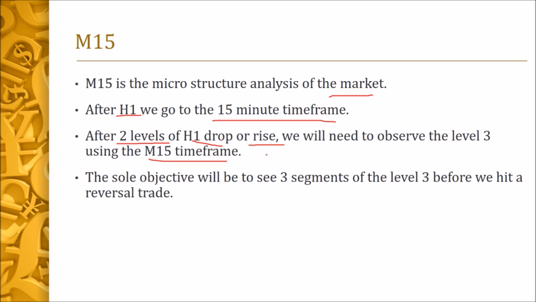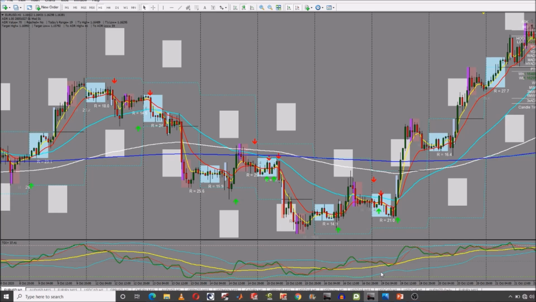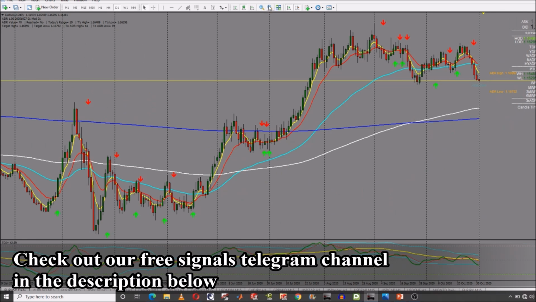So basically the sole objective will be to see 3 segments of the level 3 before we hit a reversal trend. To understand this clearly, we will need to have chart examples, and that is what we are now going to do. So this is euro against dollar, EU in short. So the first step that I've said is to go on the daily time frame to look for history of the market.